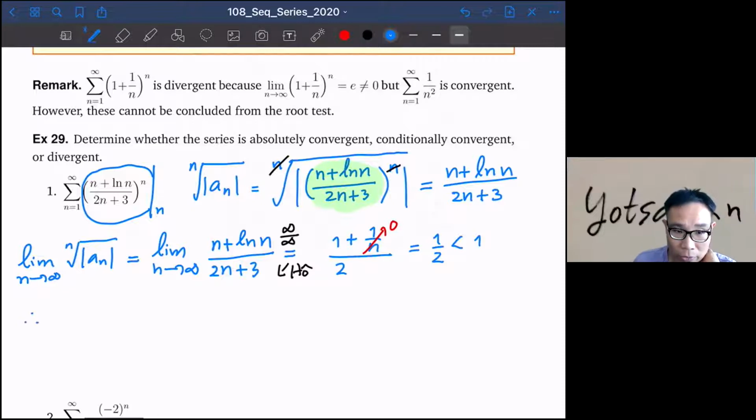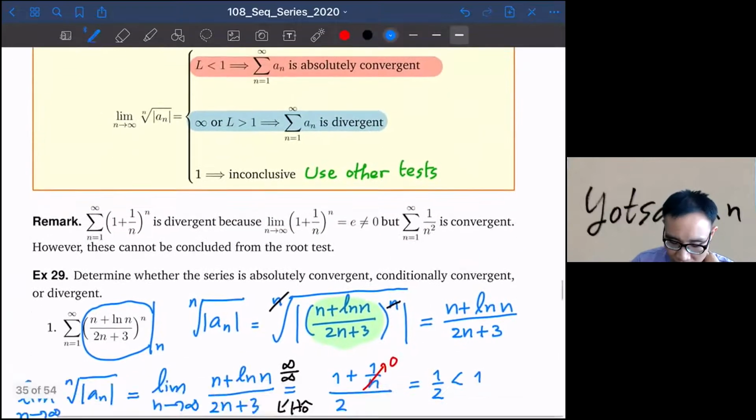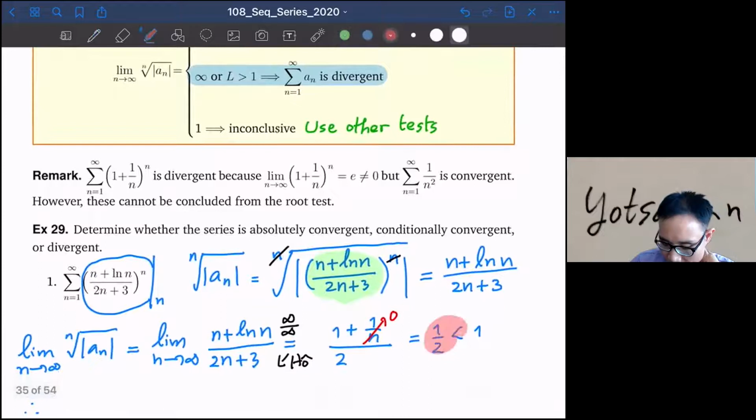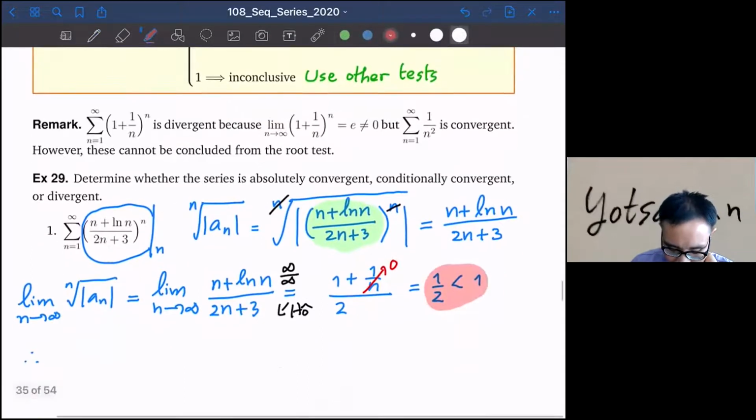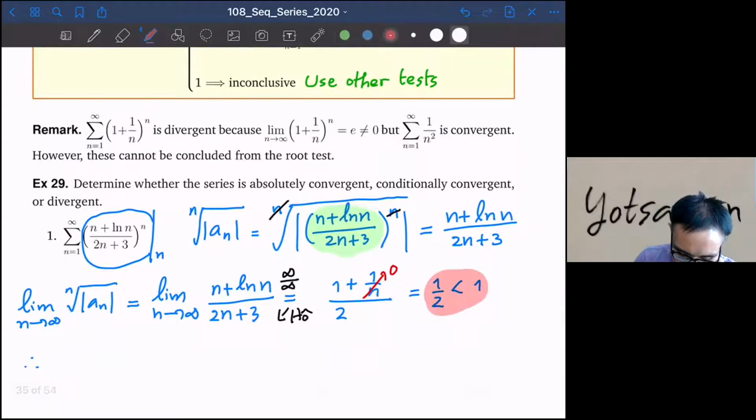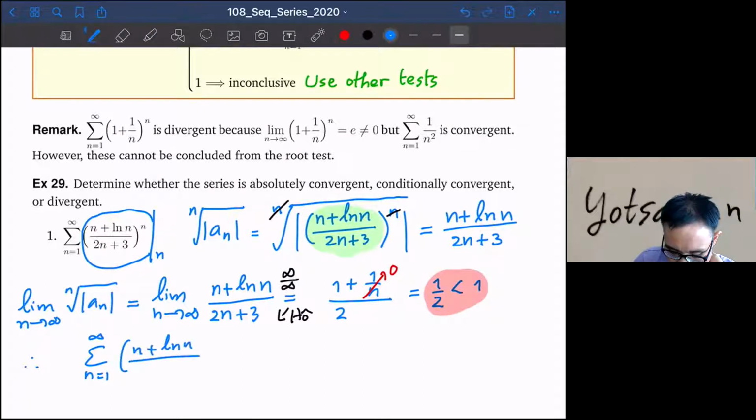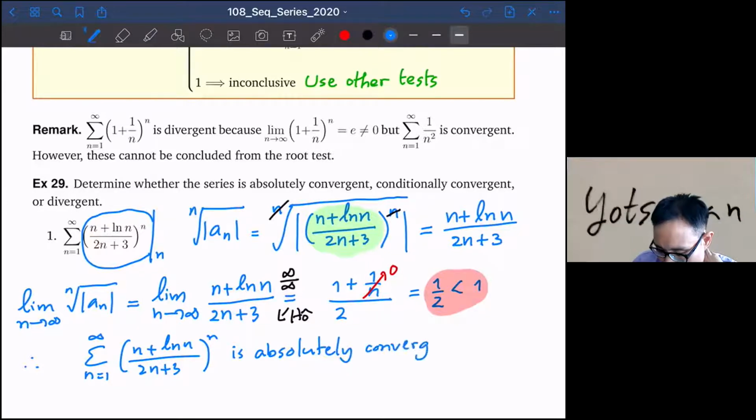So you have the conclusion. This one is in the first case. So the conclusion turned out to be convergence absolutely. So the series, n equal to 1 to infinity of (n plus log n over 2n plus 3) to the n, is absolutely convergent. Okay, so that will be this example.